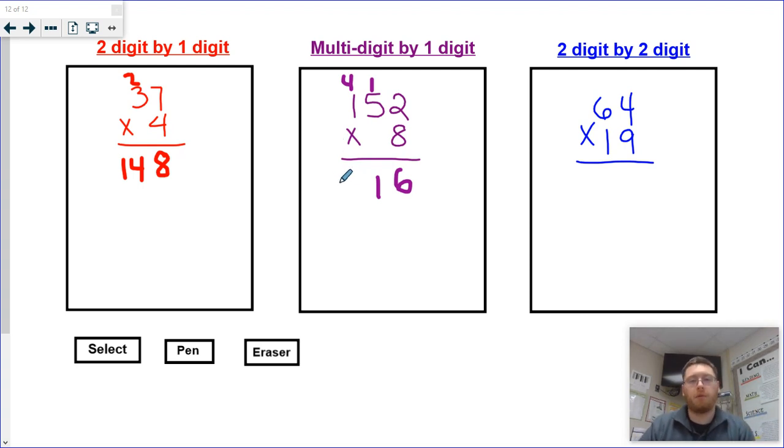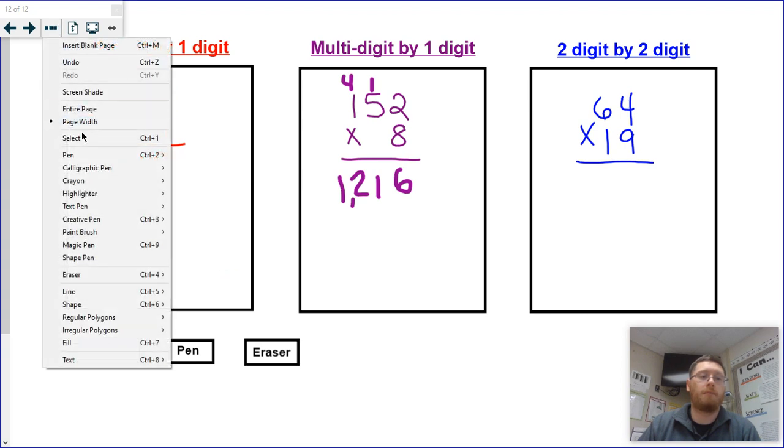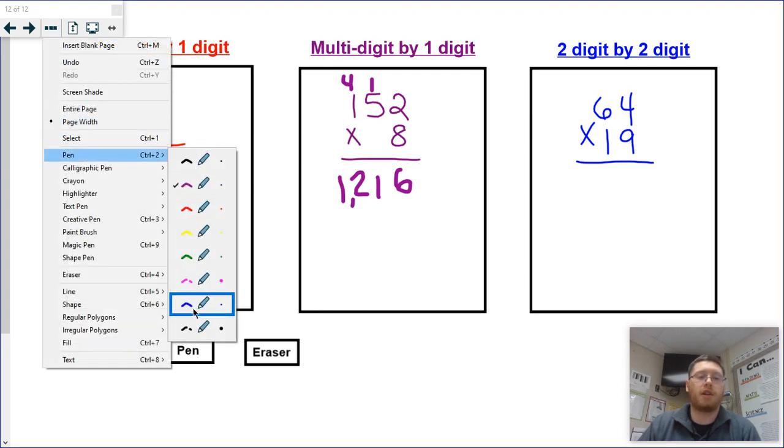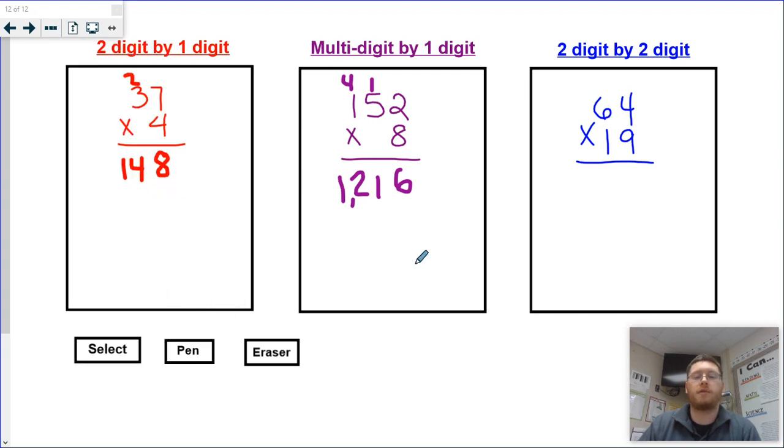Excuse me. Whew, that one snuck up on me. Is 12. Okay, so again, this one is a 4-digit number. So I go 1, 2, 3, comma. Okay. All right. So my answer to that is 1,216. All right. Now, 2-digit by 2-digit problem. This one can be kind of tricky if you don't know all the steps.